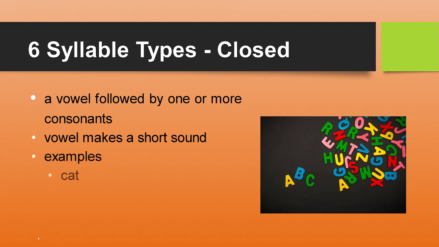Here's some more examples. We talked about cat, lost. Notice that there are 2 consonants after the O. When I say lost, still a short vowel sound. And pups, my short U sound.